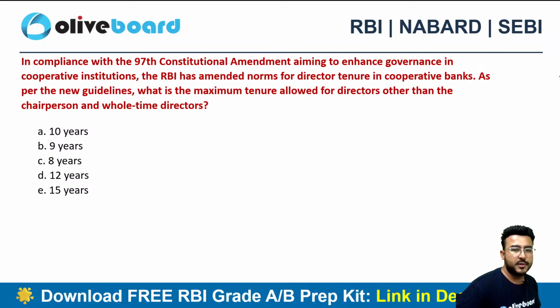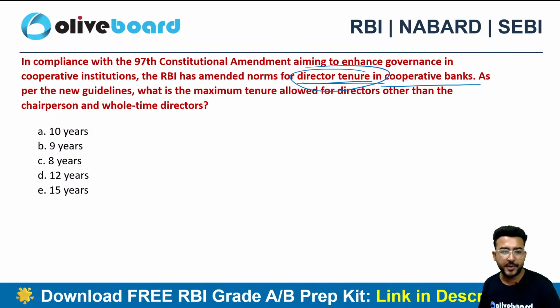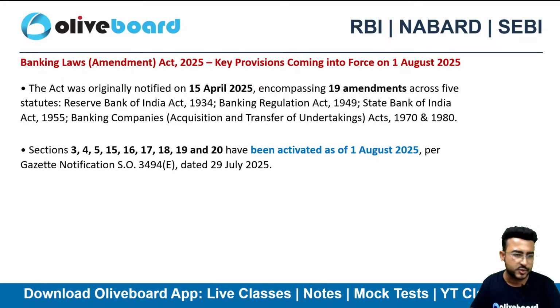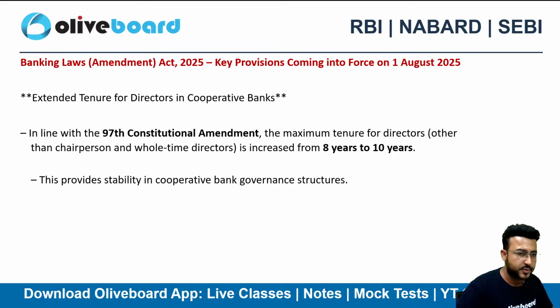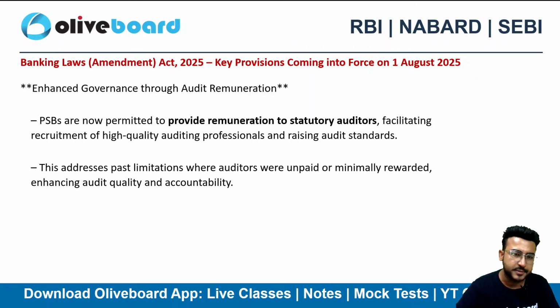Next one. RBI has also increased the tenure related to the director tenure in the cooperative banks. So they have also amended the director tenure in the cooperative banks. What do you think is the new tenure allowed by the RBI for the directors other than the chairperson and the whole time directors? So yes, 10 years is the correct choice. We have covered this when we were studying the Banking Law Amendment Act 2025. Again, a high probability area from which a question can come in the examination.